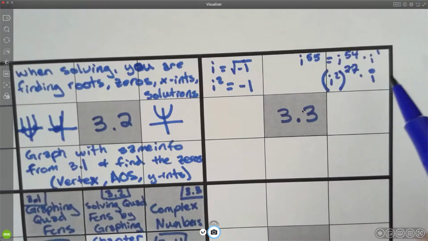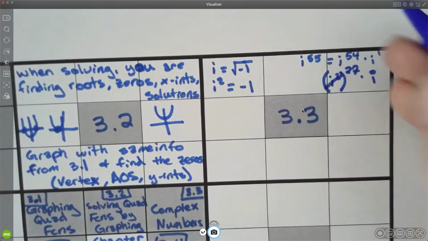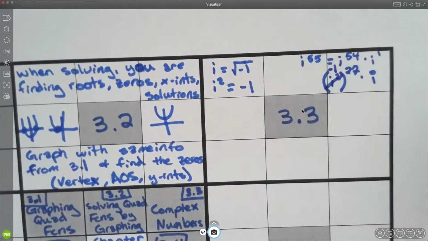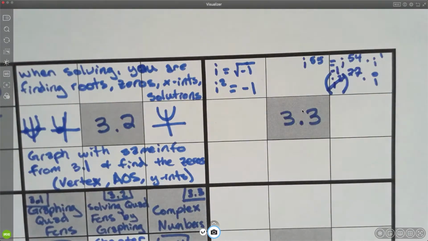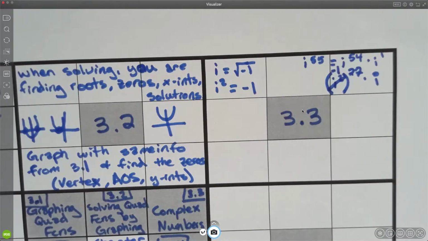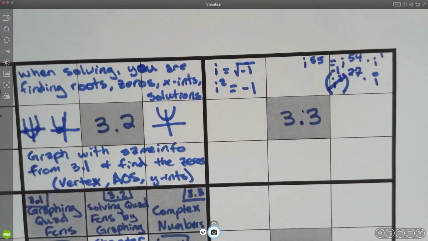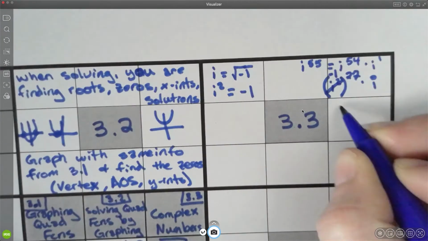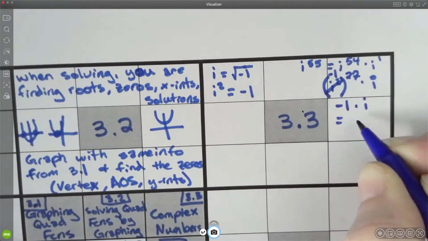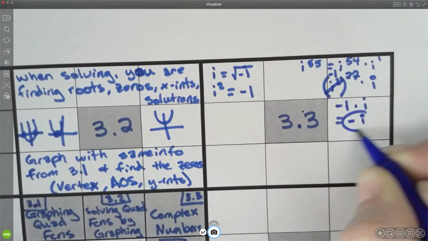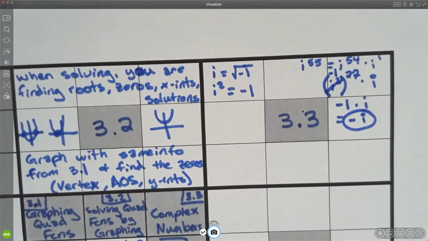Now we know that i to the second power is -1. And if I take -1 times itself 27 times, -1 times itself 27 times is an odd number of factors, right? So that's -1 times i, which is just -i. Does that make sense?